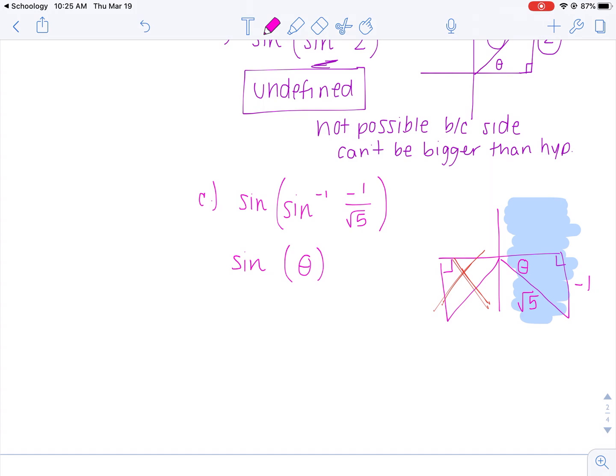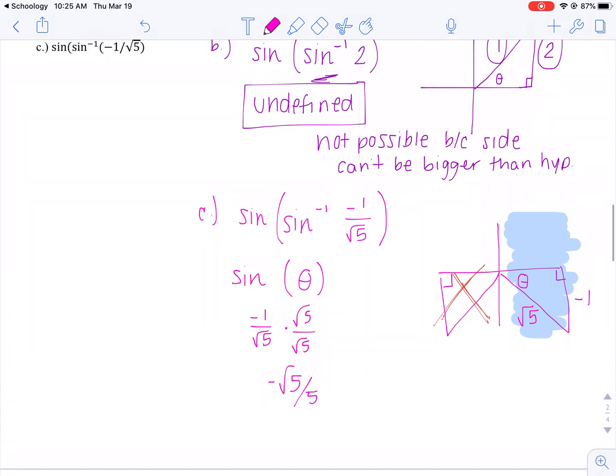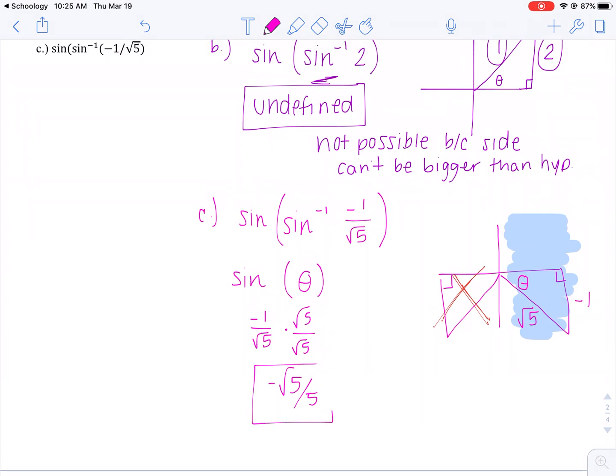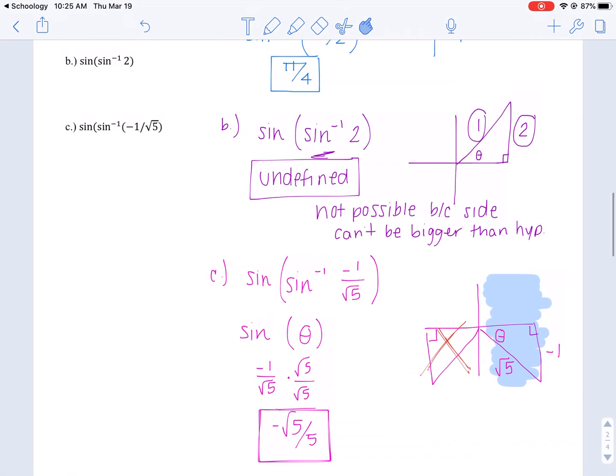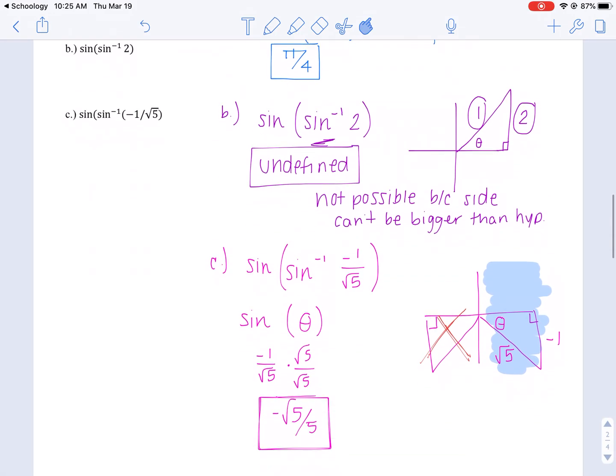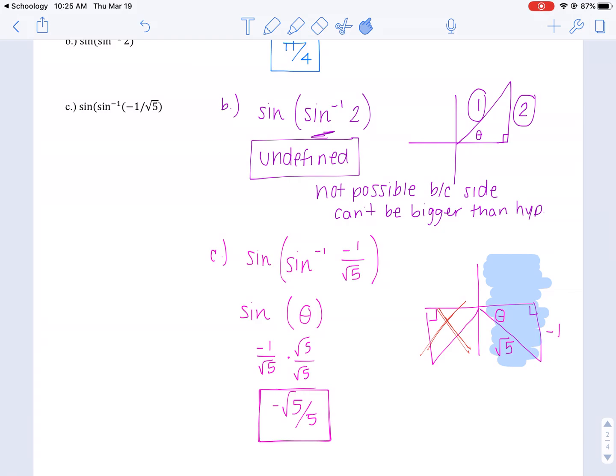Well, what is the sine of that angle? Well, sine of that angle is -1 over root 5. Please rationalize the denominator. We're back at it. So really, -root 5 over 5 is the answer. Oops, did I erase it? Okay, so just keep thinking inside out. Be aware of restrictions. Be aware of where the angle can be, and then you'll be good to go.